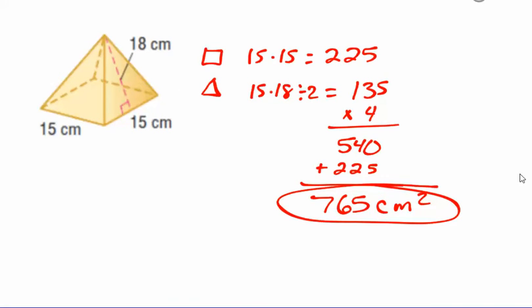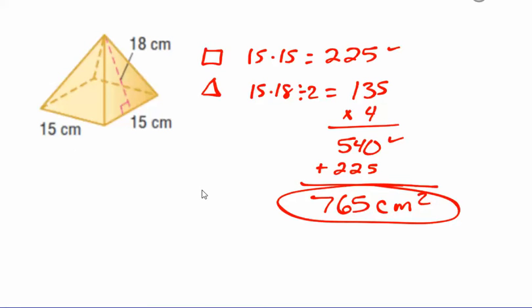All right, check your work there. All right, so the area of my square was 225. The area of all of my triangles together, one was 135 and all of them together was 540. So then add them together and I get 765 square centimeters.